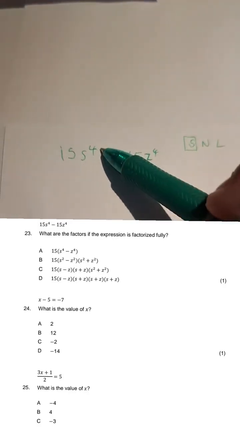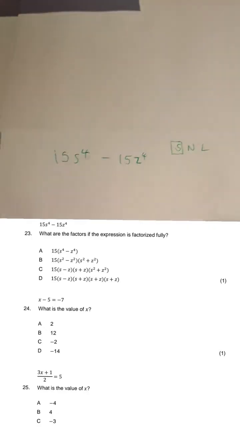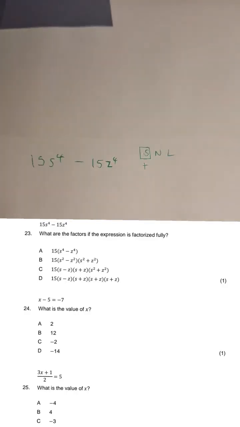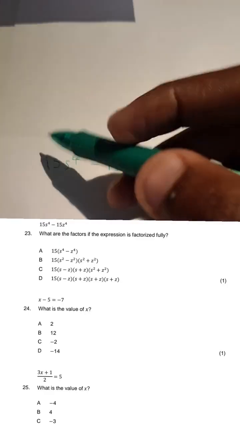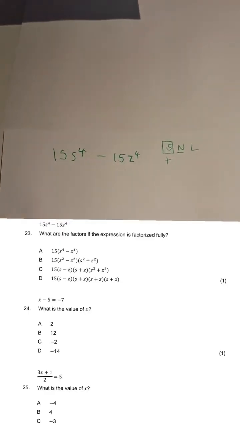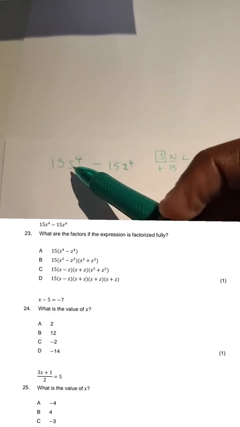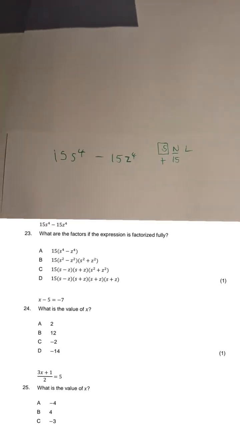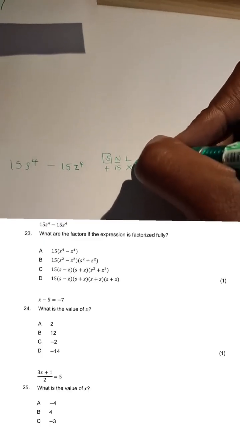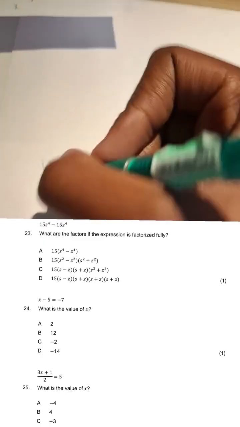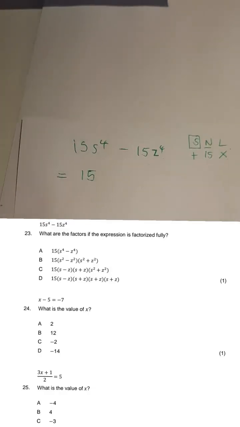So between 15s to the power 4 minus 15z to the power 4, the sign of the first term is positive. So that means we are going to take out a positive sign as a highest common factor. Then we go on to the number. Between 15 and 15, what is the highest common factor? Obviously, it is 15. Letter S and Z, is it common? No. So there isn't a highest common factor letter. So if we take out a common factor, we are going to take out 15, guys.